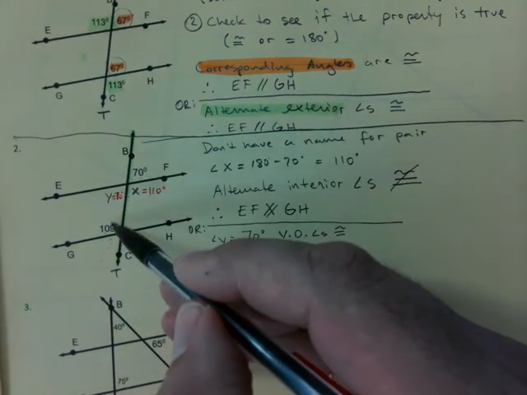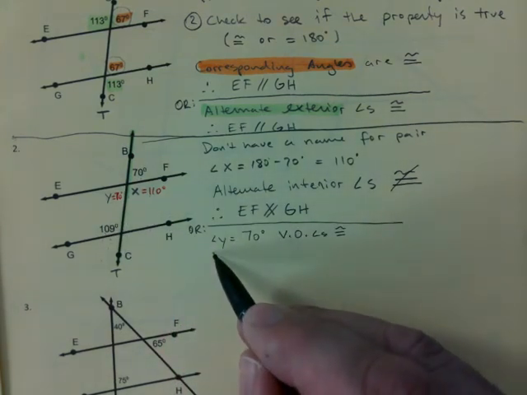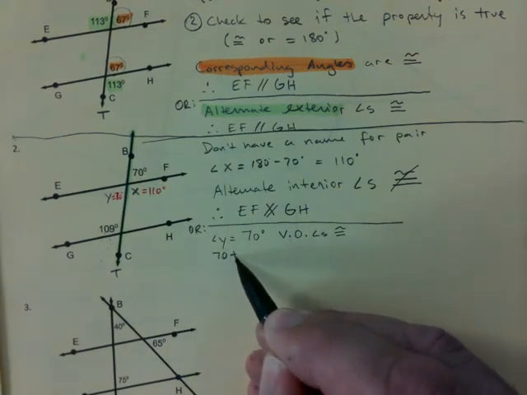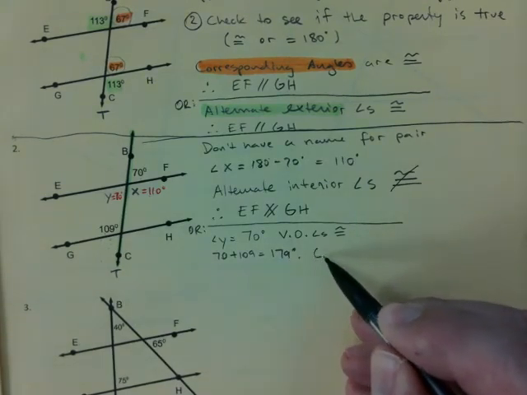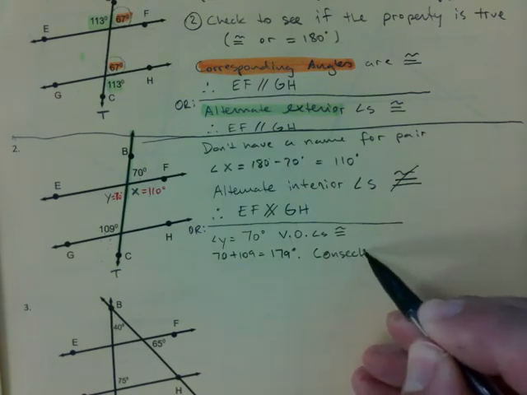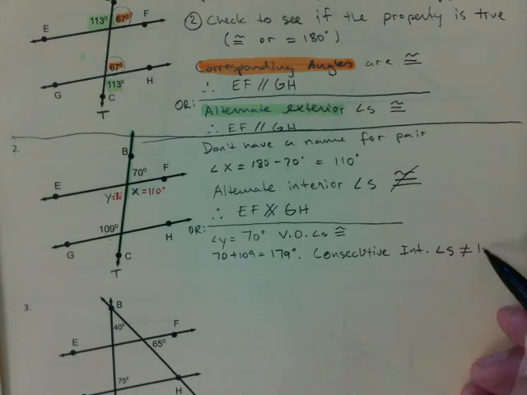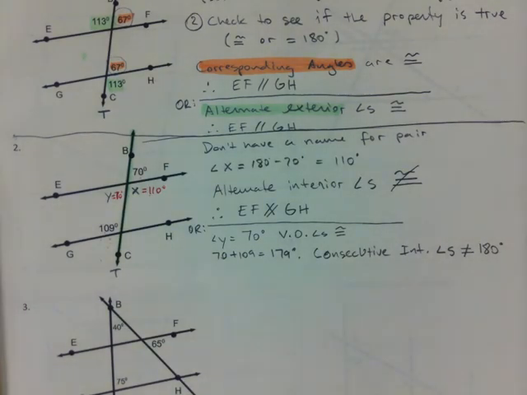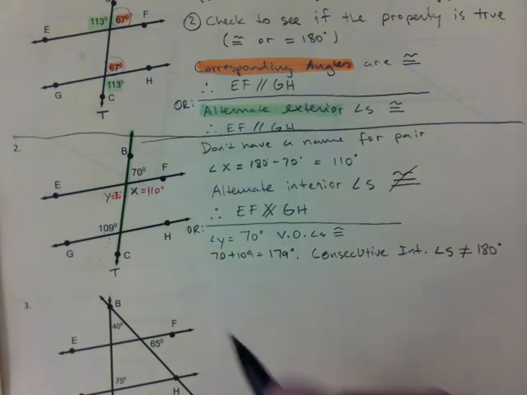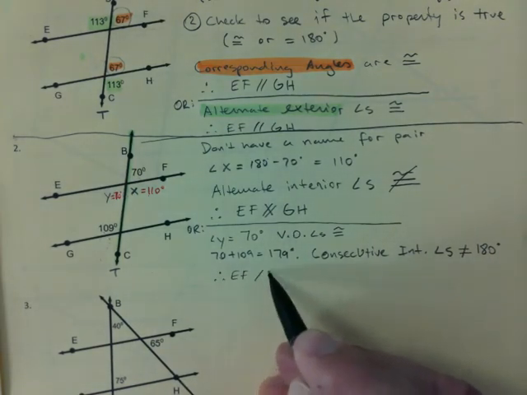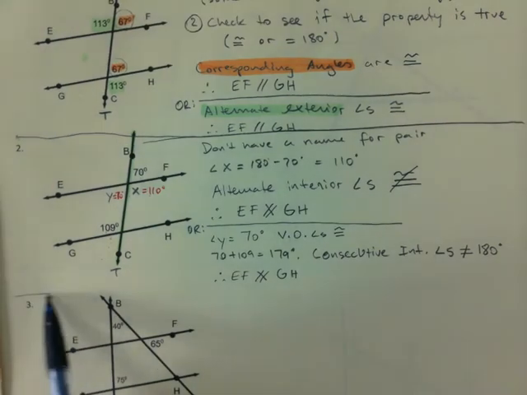What are these two angles called? Consecutive interior, yes. So this is how I'm going to do it. 70 plus 109 is 179, correct? Consecutive interior angles do not add up to 180. They're not supplementary. You notice that, right? You can obviously see that. What do we want them to add up to? We want them to add up to 180. It's not happening. Therefore, you make the same conclusion. Okay, so those are your two ways of coming up with the answer.